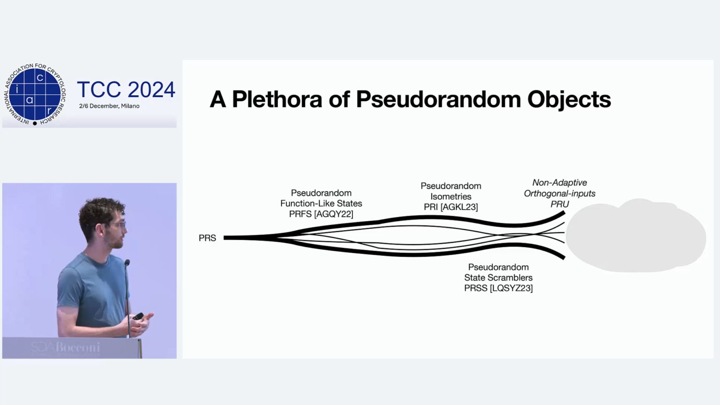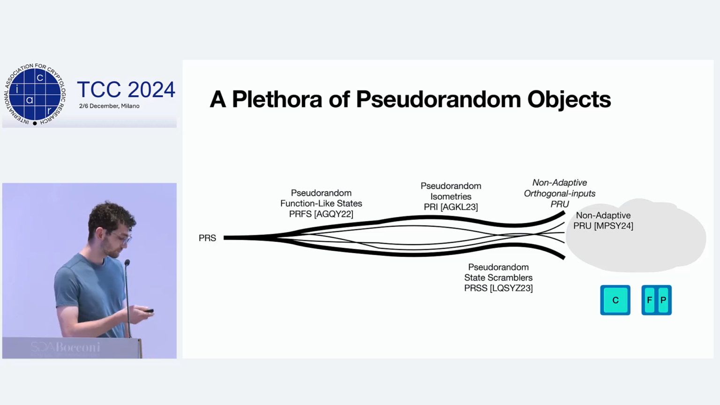In parallel to our work, Metger, Poremba, Sinha, and Yuen proposed another construction, which is very similar to our construction. The only difference being that the first stage, instead of applying a randomization of the phase and then a random function and then a Hadamard transform, they used a uniformly chosen Clifford circuit.